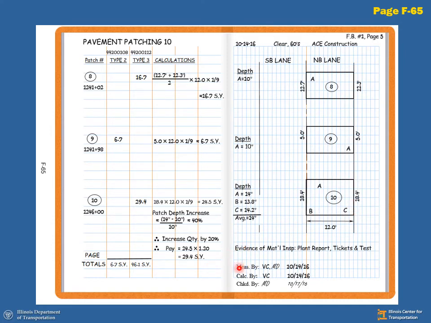Okay, here we've got our measure by, count by, check by. Awesome. We can total it up for our 2 pay items. I do want to point out that the type 2 patches is 1 pay item and type 3 patches is a different pay item because there might be a different bid price between the two of them.